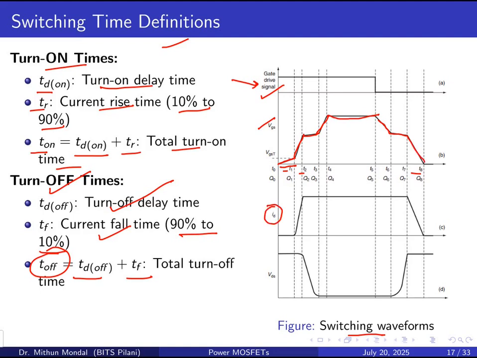The current in the drain, if you can see it, up to T1 there will be no current. Then the current will increase and become stable. After that the current will fall. The drain to source voltage is falling and then becomes constant, then increases and then becomes stable.